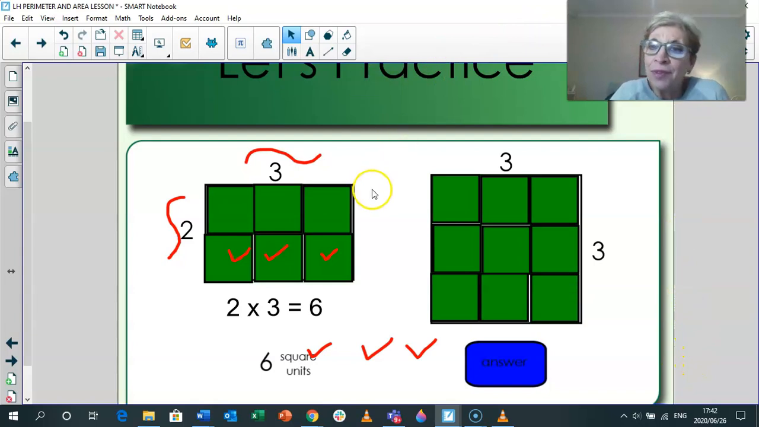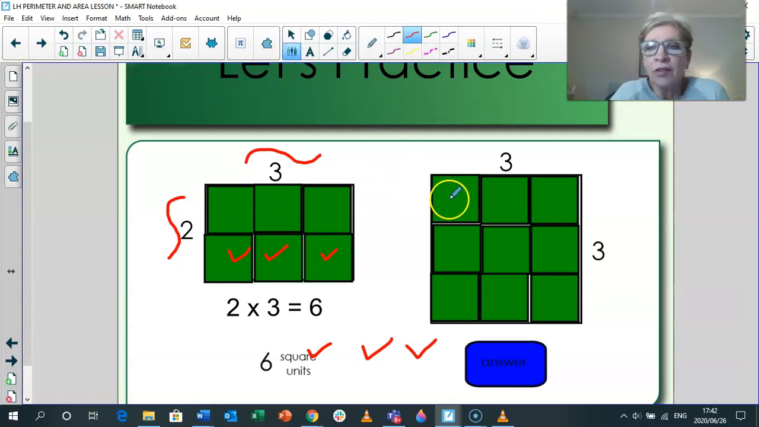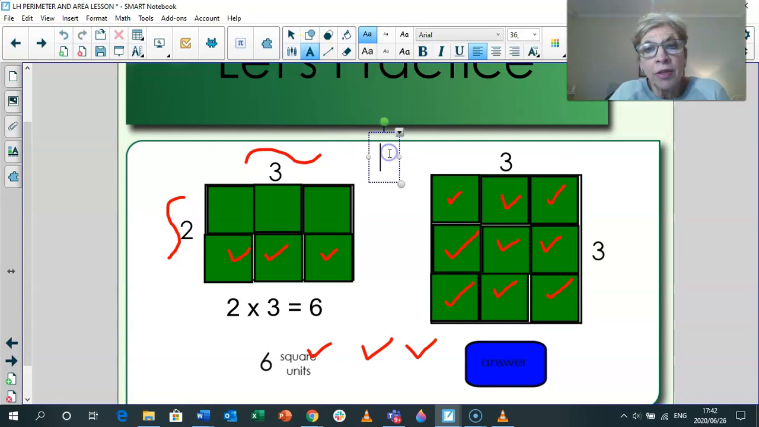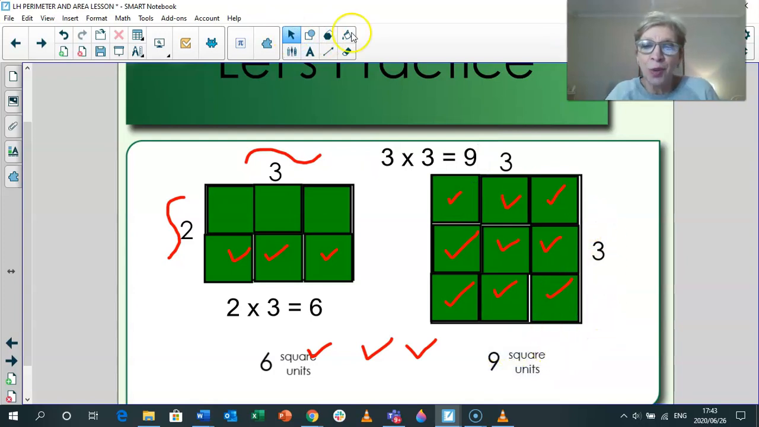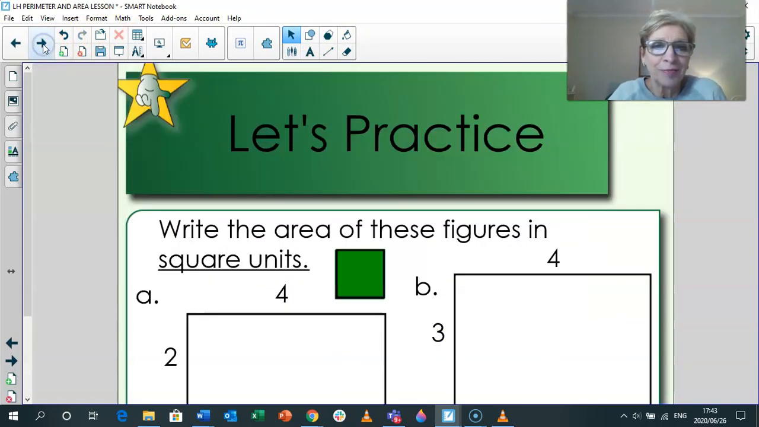Okay, so there. Let's count them now, right? I know you've got the answer ready. You're just far cleverer than I am. 3, 4, 5, 6, 7, 8, 9. But you also know, because you know your tables, that 3 times 3 equals 9. So there's your quick and easy way of doing it. Let's check the answer now. Yes, 9 square units for that.